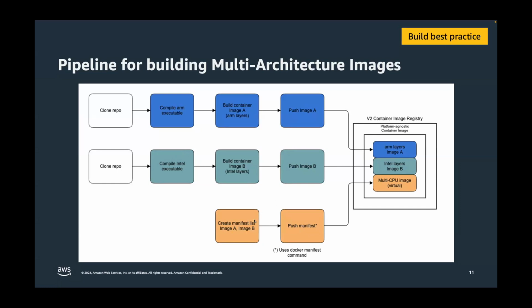And the manifest needs to be created and pushed into the registry as well, right? So you end up with 3 artifacts: 2 images and a manifest list, which is a JSON file. So there will be 3 artifacts sitting in your registry, and that actually makes up the multi-architecture image.